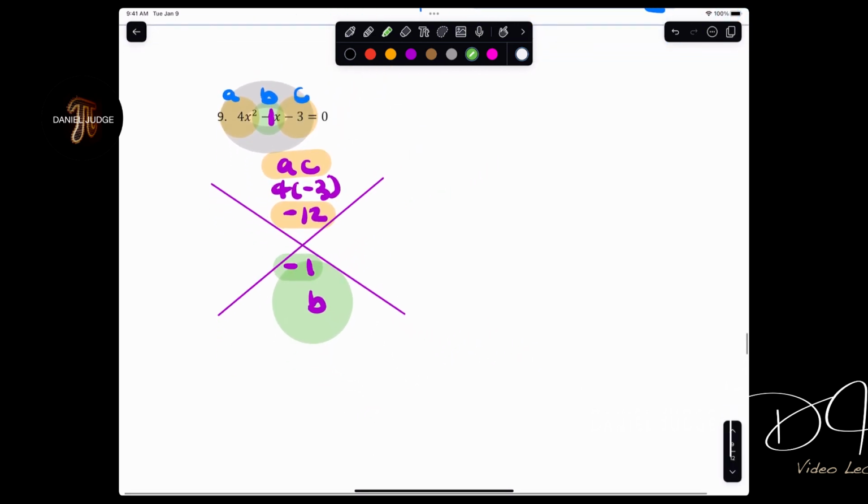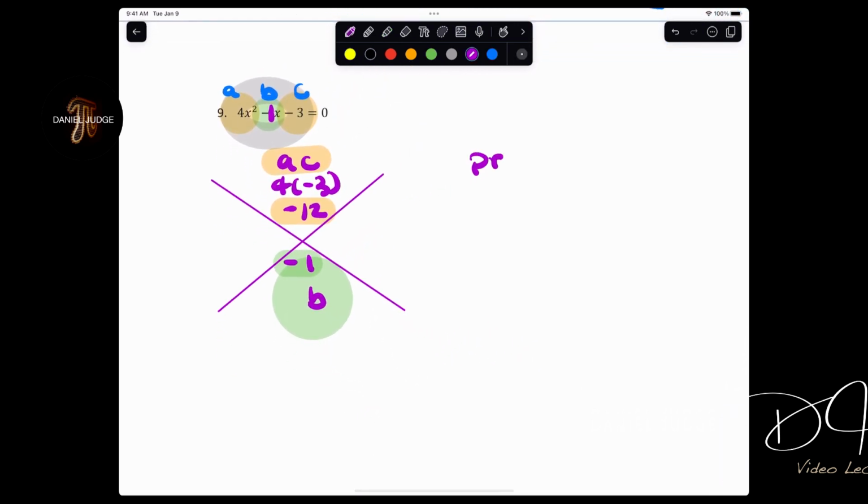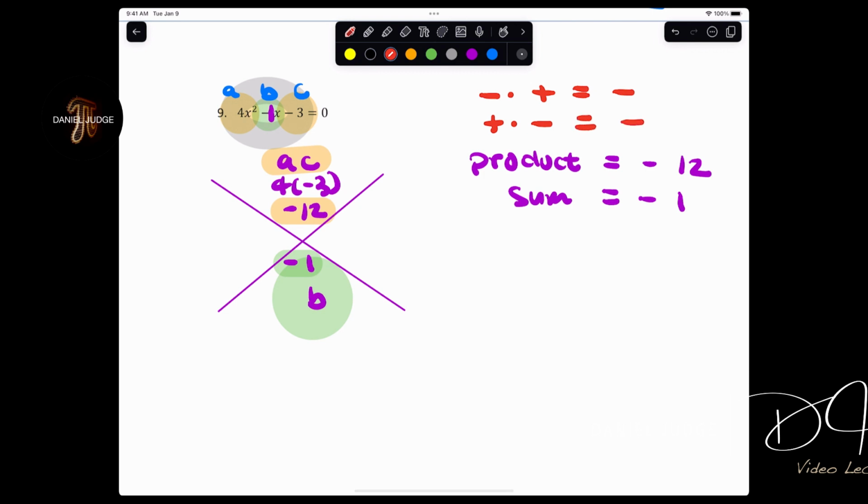Okay, let's write this down. So you need two numbers whose product is negative 12, whose sum is negative 1. So let's think about it. A negative times a positive will give me a negative as a product. A positive times a negative will give me a negative as a product. So one of the numbers is positive, the other is negative. But they are going to differ by a 1, it looks like.